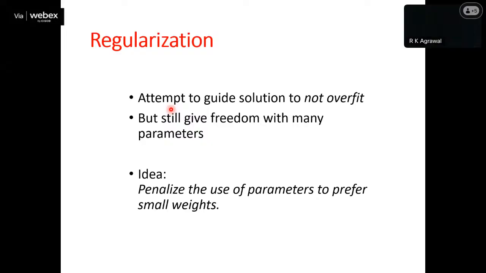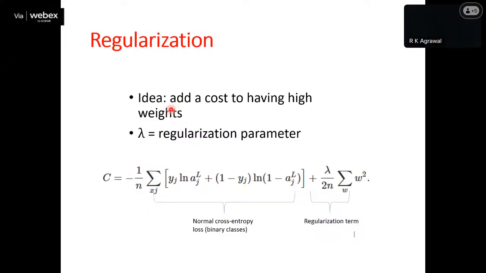Means you are allowing more parameters, but by controlling these parameters you are able to assign the weight values in such a way that the error on training data is less, and at the same time the values of the parameters are appropriately assigned. We penalize the use of parameters to prefer small weights. Why should it be assigned small weights? I have shown this with, let's say, cross entropy error instead of square error. This type of regularization we call L2 regularization, L2 norm.